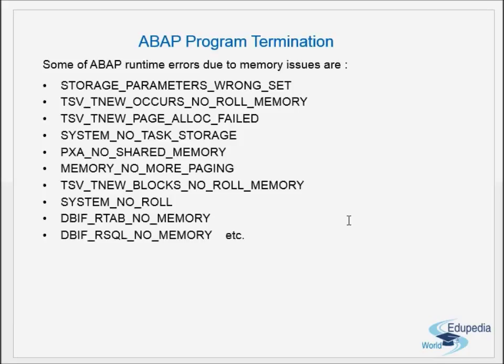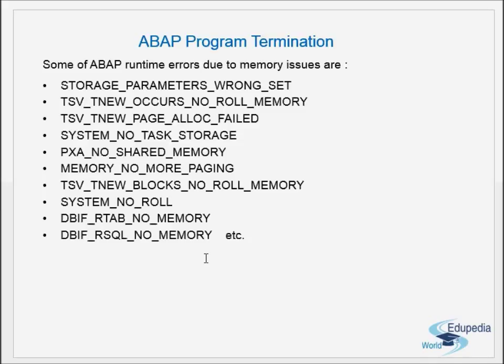So here I have listed the different types of ABAP dumps, like storage parameters wrong set, TSV_TNEW occurs, no roll memory, etc. I have just listed the different types of ABAP errors we get related to memory, like system no roll, memory no more paging, all these. These are the few which I have listed here. You can find other related memory dumps also.